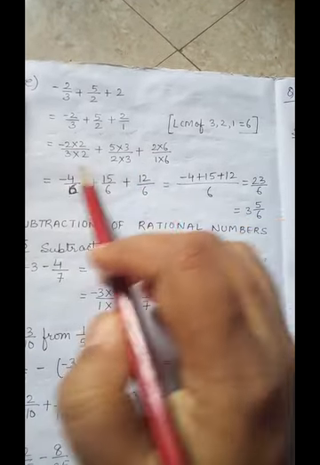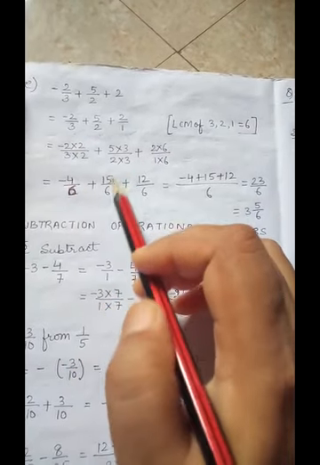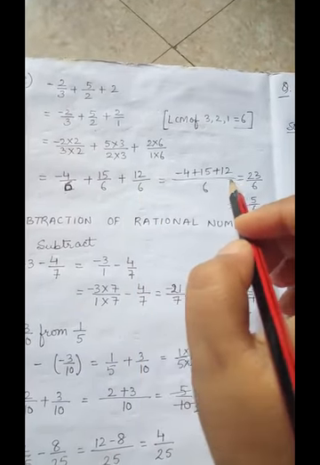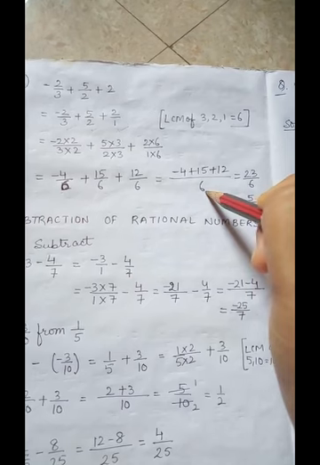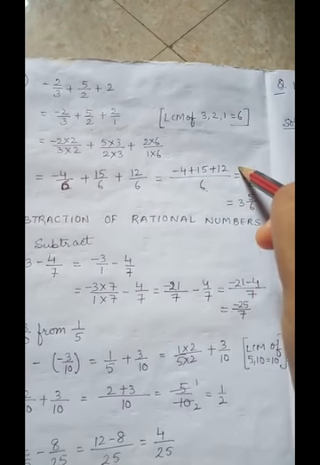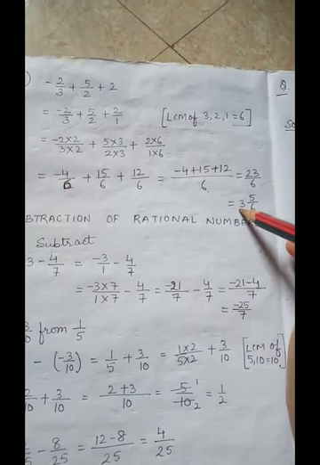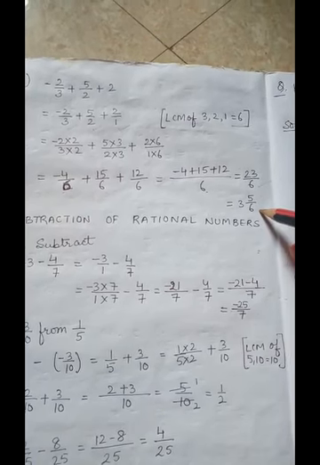And we will make the denominators equal to 6. So it is minus 4 by 6, this is 15 by 6 and this is 12 by 6. Now keeping the denominator same, we will add the numerators. We will get 23 upon 6, which is equal to 3 whole 5 by 6.